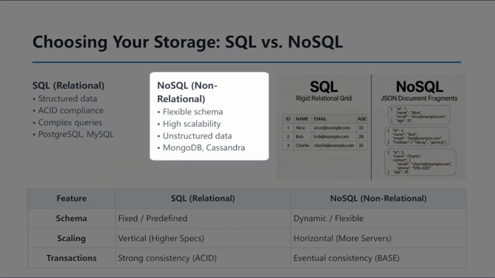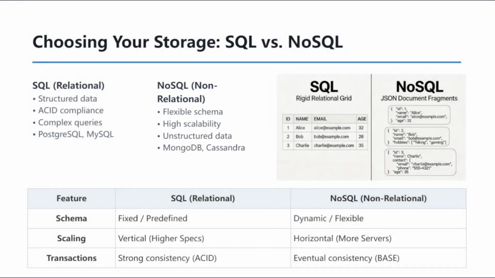On the other hand, we have NoSQL, which is non-relational. These are built for flexibility and massive scale. Instead of a fixed structure, they use a dynamic schema, making them ideal for unstructured data or rapidly changing requirements. When you need to scale out across hundreds of servers, databases like MongoDB or Cassandra really shine.